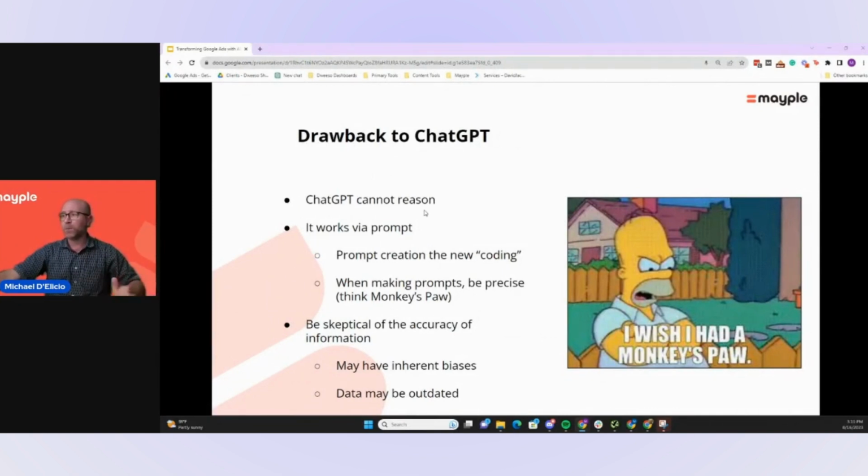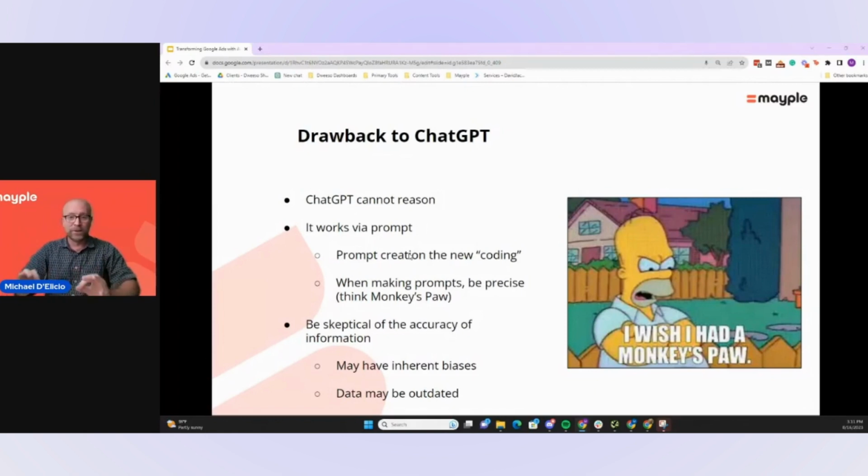So as I mentioned before, ChatGPT cannot think. It cannot reason. Don't ask it to help you figure something out about your life. It may not give you the best answer. It works via prompt. Prompt creation, this is an interesting side note in terms of the businesses that have been created from the AI revolution, which are what people are now referring to as prompt engineers, people who create prompts that give a reliable output, which is kind of interesting in and of itself.